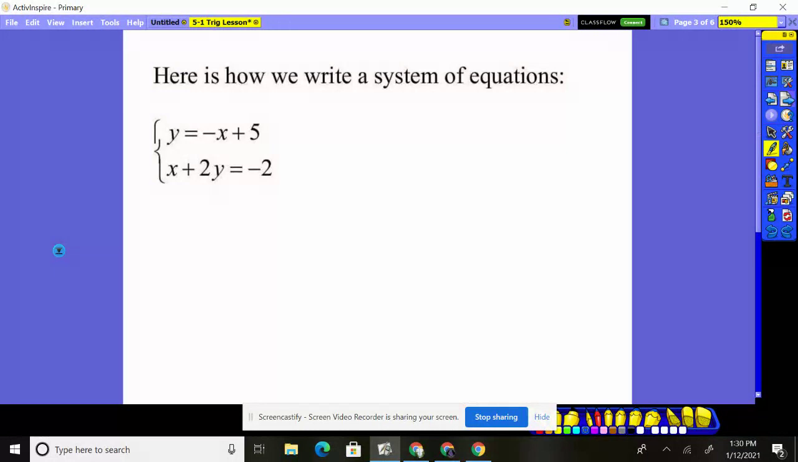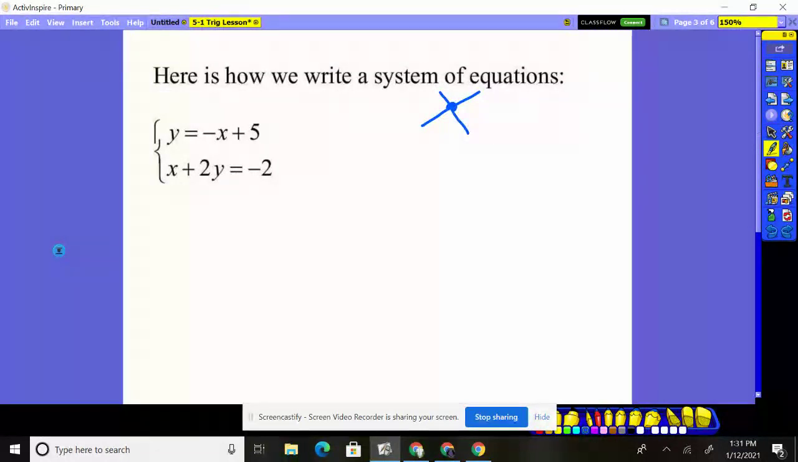So here we have a system of equations. It says the two equations they gave us, y is equal to the opposite of x plus 5 and x plus 2y equals negative 2. And it's like, hey, figure out what x and what y happen to be here. Now, what we're really looking for is a point of intersection. You have two lines and you're trying to find that point where they're crossing that's on both lines.